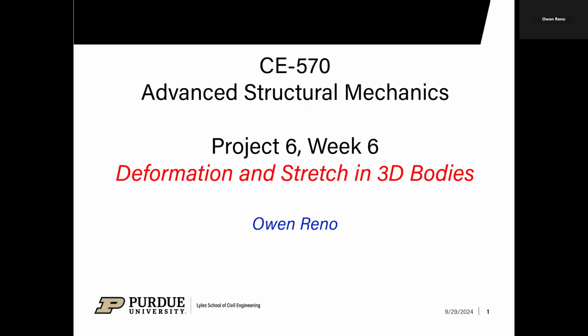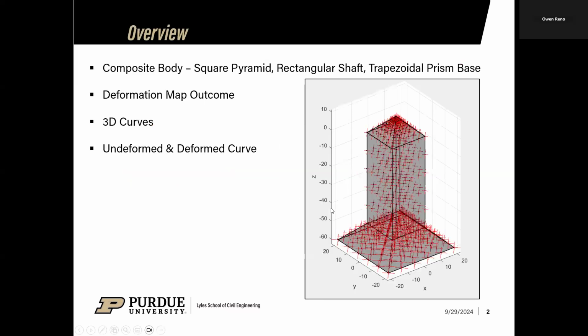Hi, this is Owen Reno, and this is my Project 6 for week 6 over deformation and stretch in 3D bodies. Looking at an overview, this is the composite body on the right that I have.